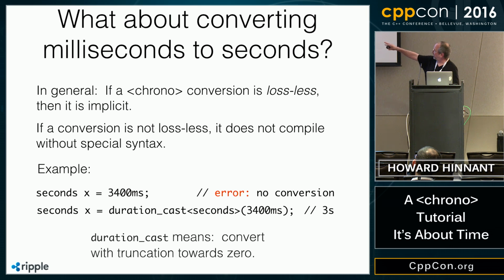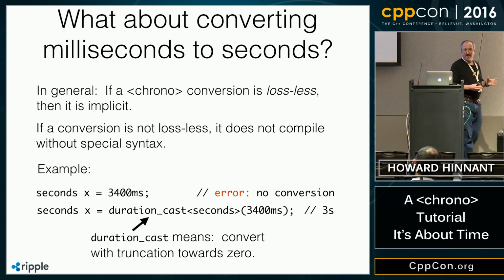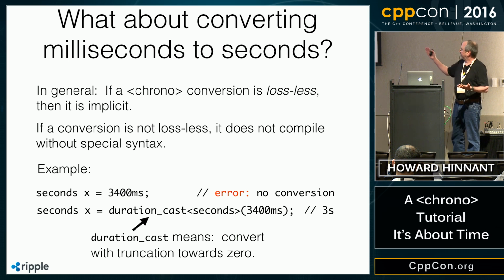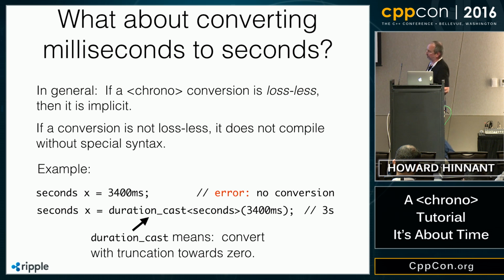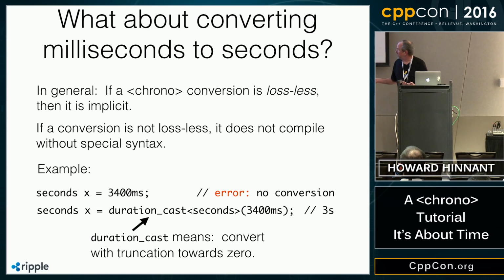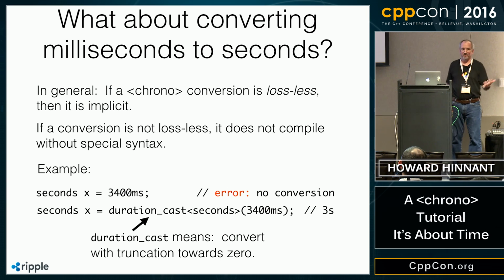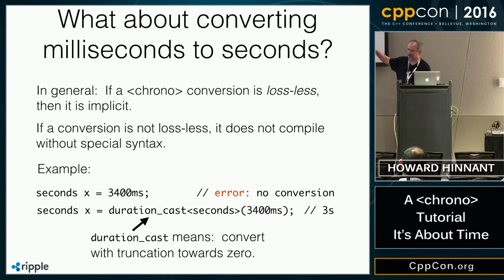So there's a function in the library called duration_cast. You supply it as a template parameter, whatever destination type that you need, and then it will do the truncation for you. It'll do the divide by 1,000 essentially. So if you duration_cast to seconds, 3,400 milliseconds, you get 3 seconds out of that. So it's also important to understand that duration_cast means truncate towards 0. Now, if we're looking at positive durations, that's always truncate down. But if you're looking at negative durations, like negative 3,400 milliseconds, that's truncate up towards 0 to be negative 3 seconds.